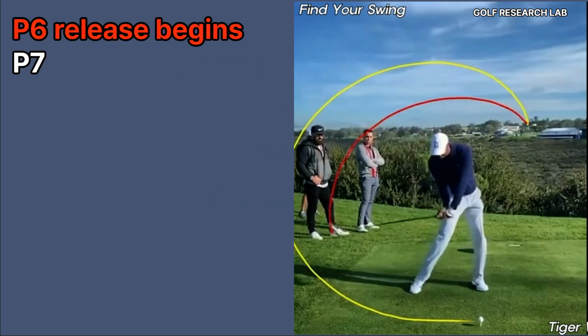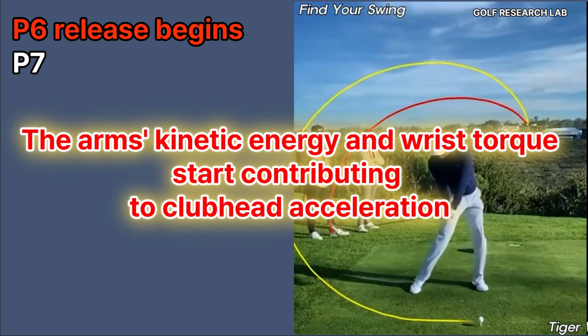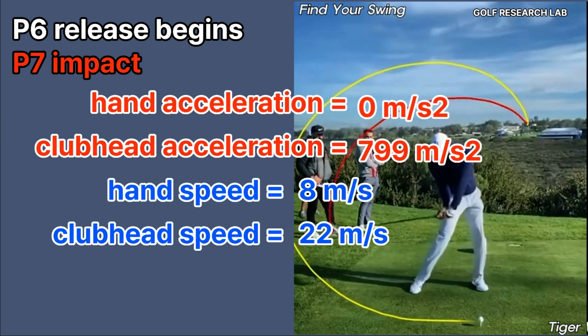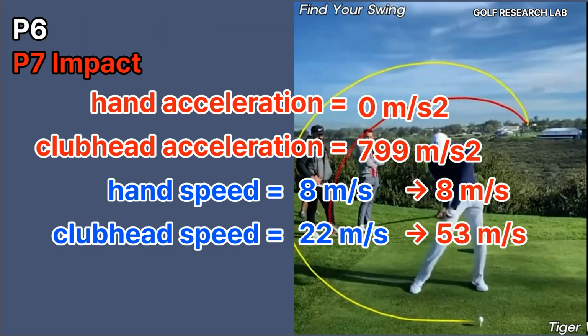At P6, the release begins. The arm's kinetic energy and wrist torque start contributing to club head acceleration. From P6 to P7, the hand acceleration becomes zero, while the club head is accelerated at 799 meters per second. Thus, at impact P7, hand speed remains 8 meters per second. Club head speed jumps to 53 meters per second, a 32 meters per second increase. This means the P6-P7 segment is entirely focused on accelerating the club head, not the hands.